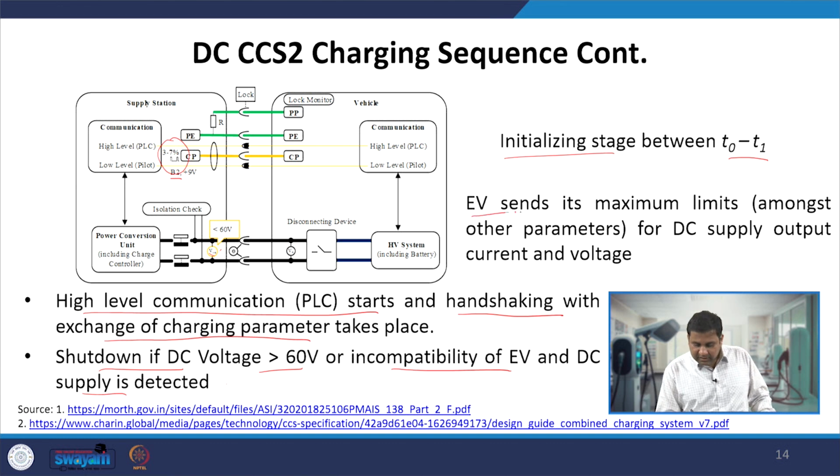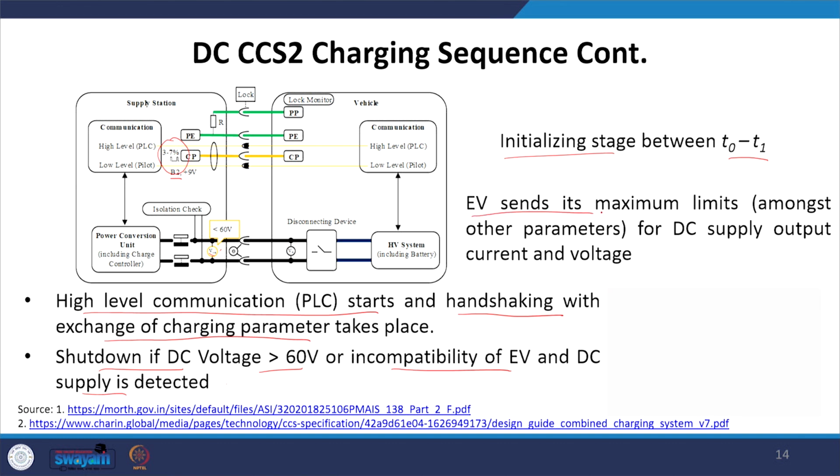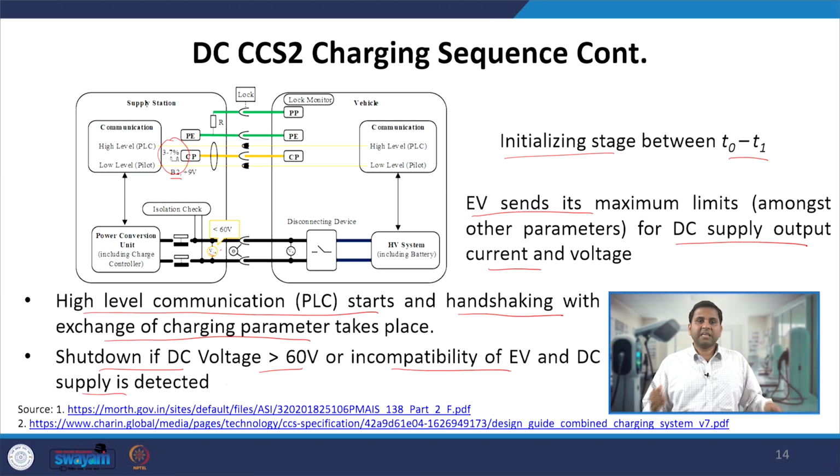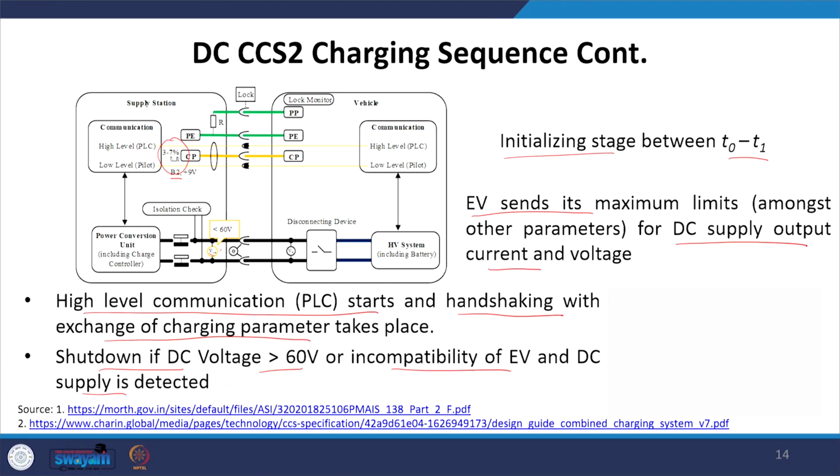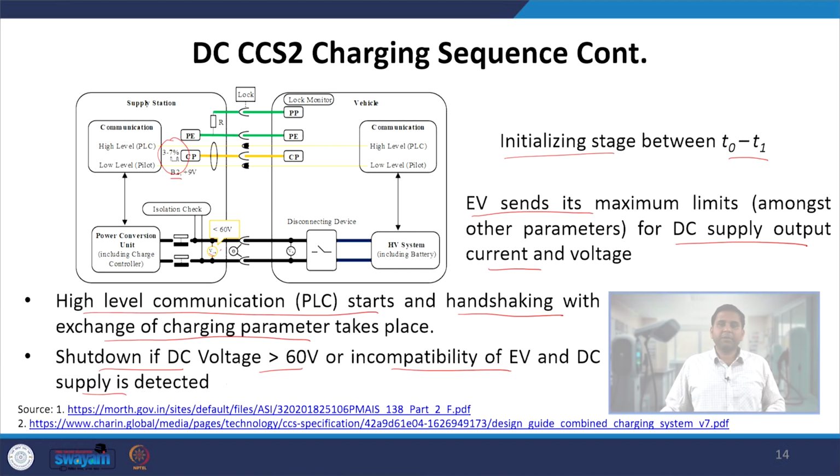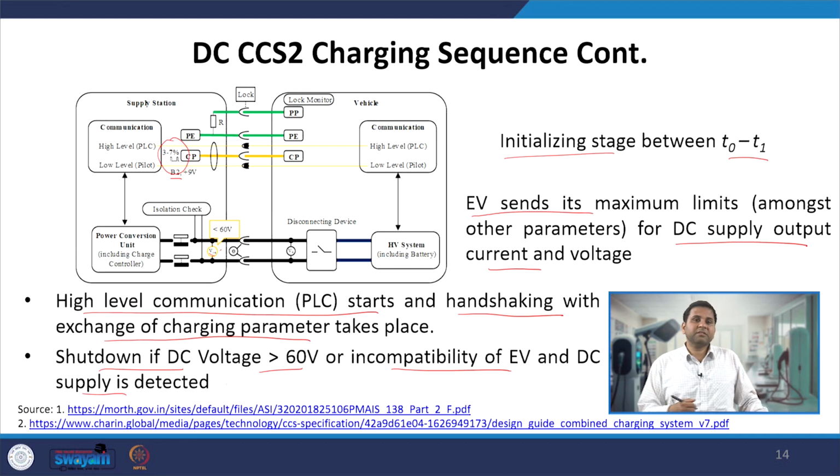At this point the EV sends its maximum limit of output current and voltage which the EV is expecting. For example, if a 400 volt battery is there, when charged it will go up to 500, 520 volt. That maximum voltage and current limit which the battery can support has to be informed to the EVSE, and the EV sends it during this initialization stage itself.